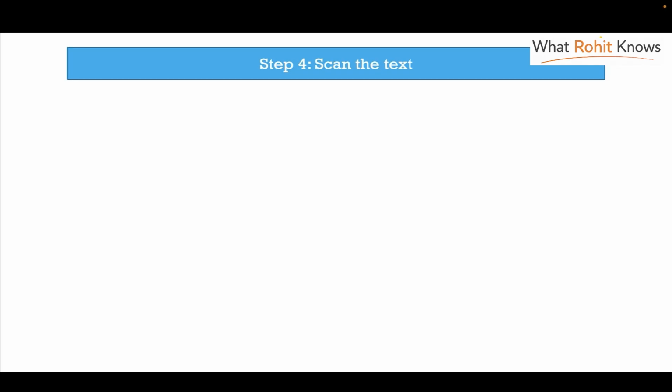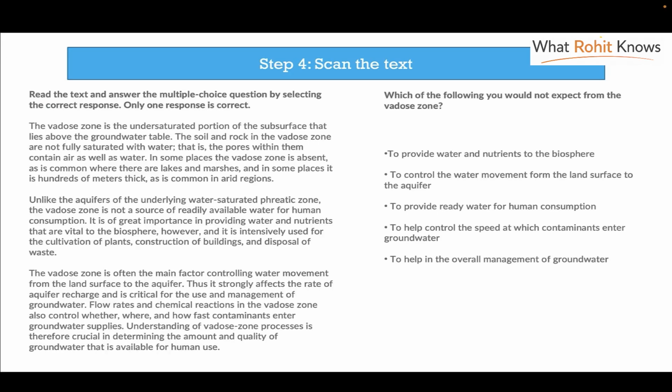Now the next step is to scan the text. As we already did in the previous step, we knew the keyword, we had understood the keyword, and we noticed that in all these paragraphs, it's talking about the Vadose zone only. So we don't need to do the same thing again because we already understood it in the previous step.